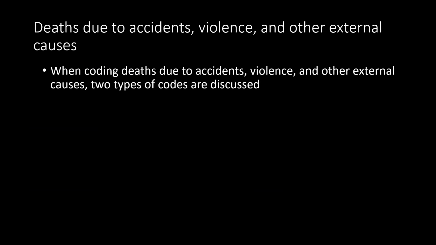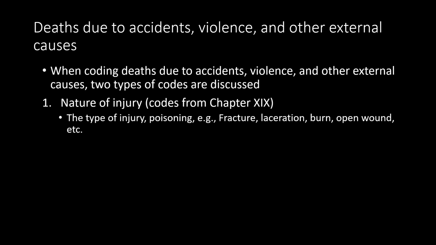To explain external cause and nature of injury codes again, when coding deaths due to accidents, violence, and other external causes, two types of codes are discussed. Number one, nature of injury codes from Chapter 19. The type of injury, poisoning, example, fracture, laceration, burn, open wound, etc.